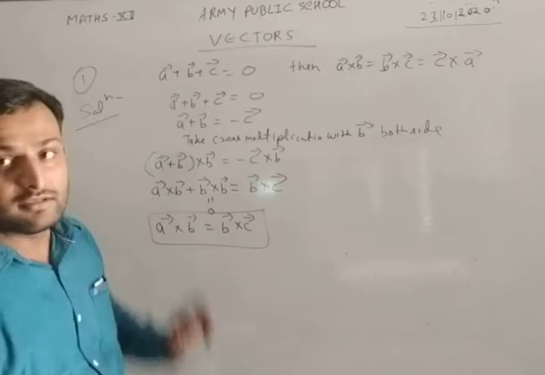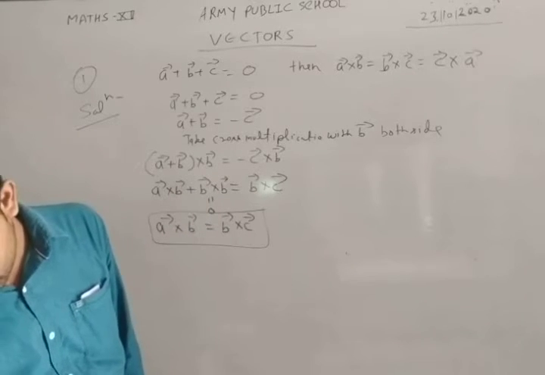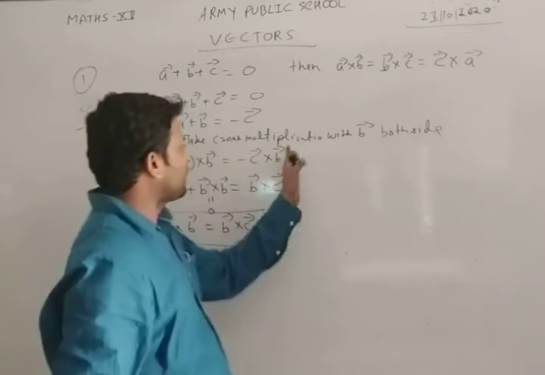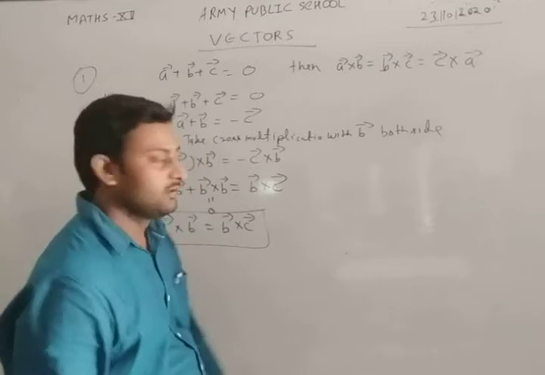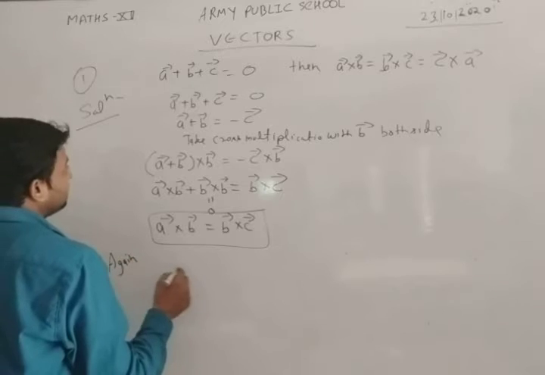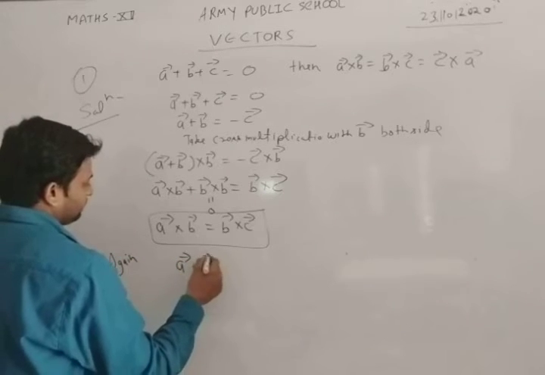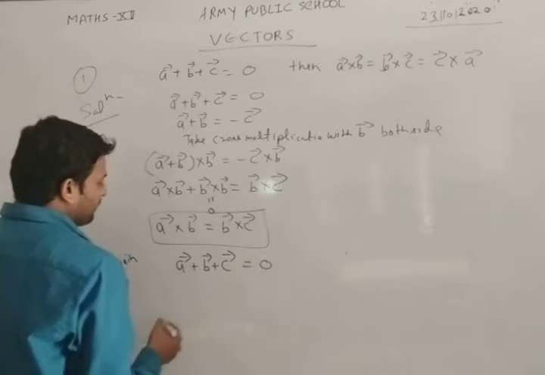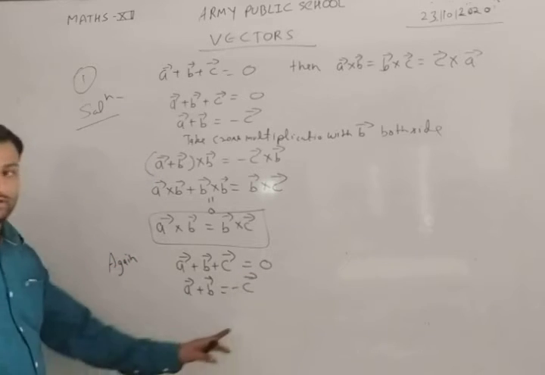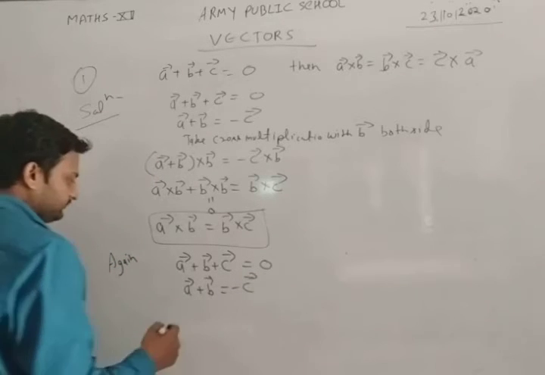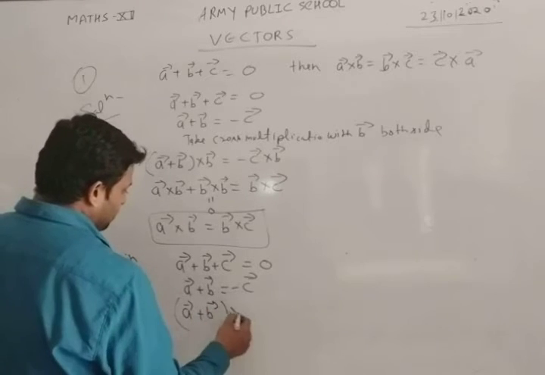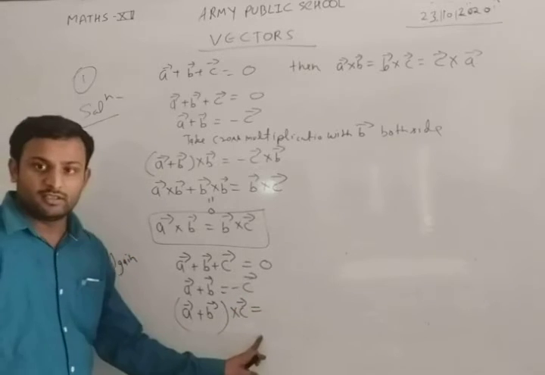Now again we will take this and take the cross product with c, both sides. So again, a plus b plus c is equal to 0. We write a plus b is equal to minus c. Now multiply both sides a plus b multiplied by c. Okay.